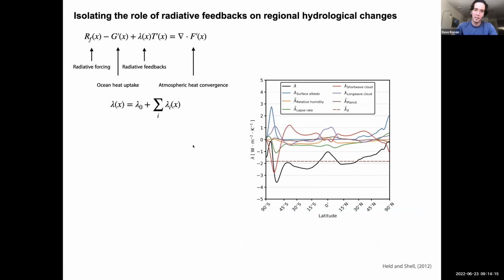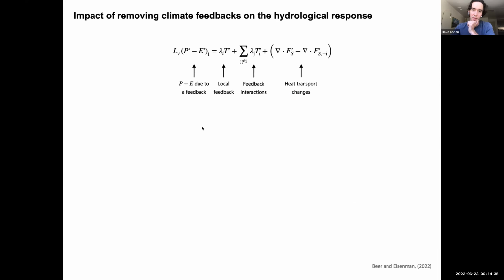But I wanted to quickly highlight some other work I'm doing with this, which is relating the energy balance model P-E changes to individual feedbacks as well. So plotted here is just the surface albedo feedback, relative humidity, lapse rate, shortwave, and longwave cloud feedbacks. I'm going to gloss over this quite quickly, and I'm happy to talk about it later, but you can rewrite this energy balance model equation to basically say that a change in P-E due to one feedback is going to be a change due to the local feedback operating on that total temperature, some of the feedback interactions in the energy balance model, and then any changes in the heat transport of the model as well.